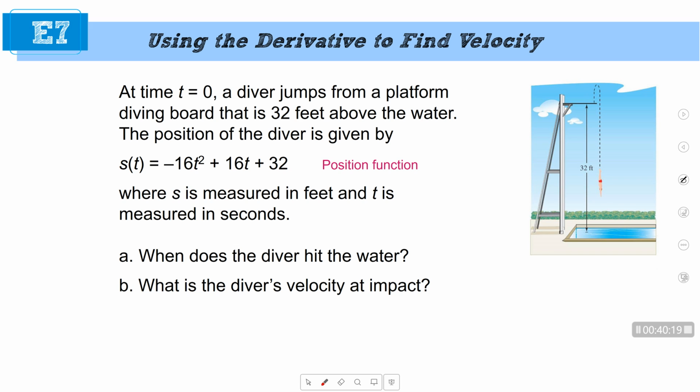Part A, when does the diver hit the water? So what's true when the diver hits the water? The equation is equal to 0. So 0 is equal to negative 16t squared plus 16t plus 32. Solve that, please, and tell me what t is.